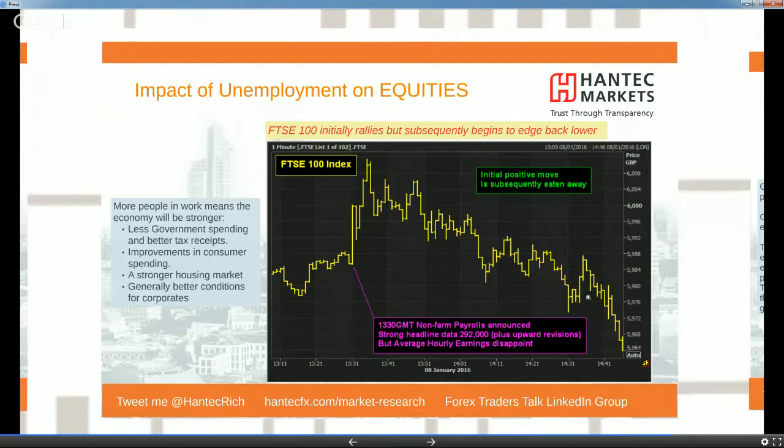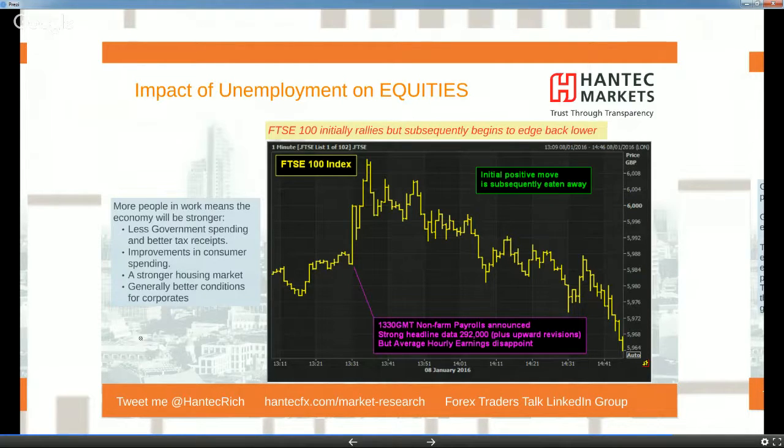So if you're trading across asset classes, you need to be careful that you position in a way that you're not overly exposed, necessarily, in one direction or the other, but just bear that in mind. As I said, here we go in the grey box. More people in work means the economy will be stronger, so you're getting less government spending, better tax receipts, better consumer spending, stronger housing market, and generally better conditions for corporates. So I think that is sort of the crux of it, isn't it?